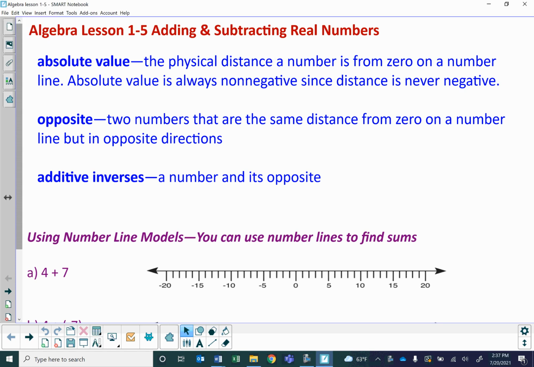This is Algebra Lesson 1-5, adding and subtracting real numbers. Absolute value. The absolute value is the physical distance a number is from 0 on the number line. Absolute value is always non-negative since distance can never be negative.